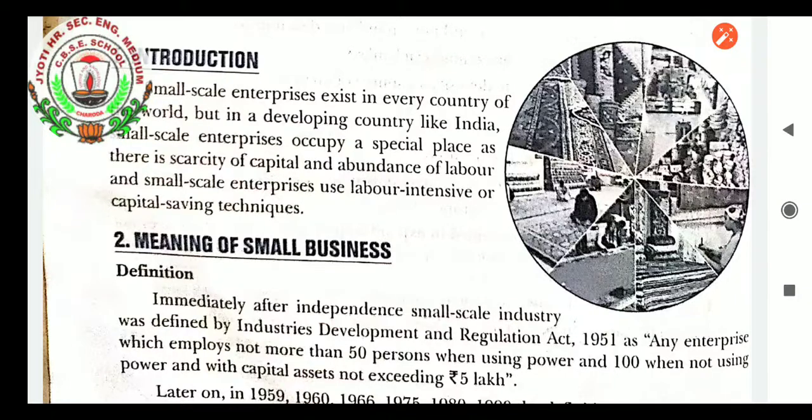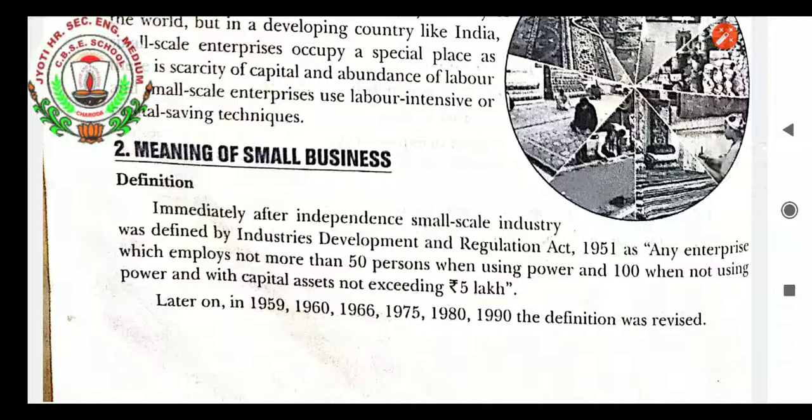Meaning of small business: when we see the definition, immediately after independence, small scale industry was defined by the Industries Development and Regulation Act, that is IDRA. The Industrial Development and Regulation Act 1951 explained that any enterprise which employs not more than 50 persons when using power and 100 when not using power, with capital assets not exceeding rupees 5 lakh, is considered a small scale business. Now it has been extended to 8 lakhs.